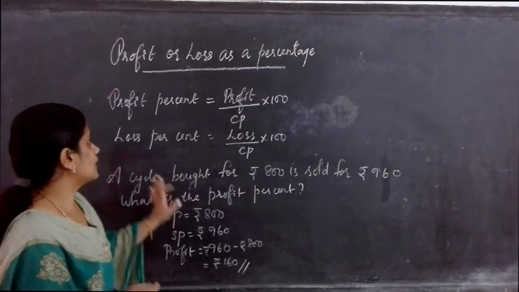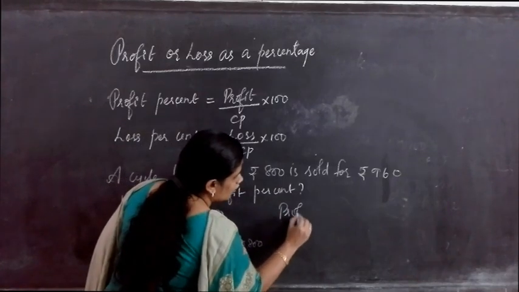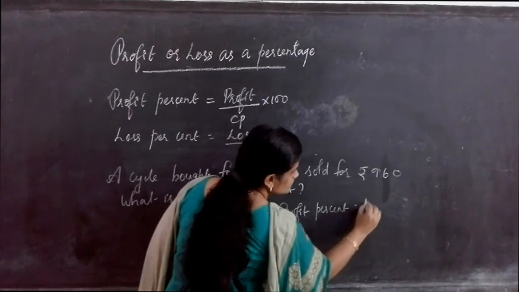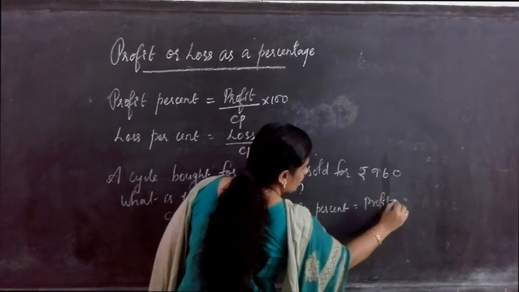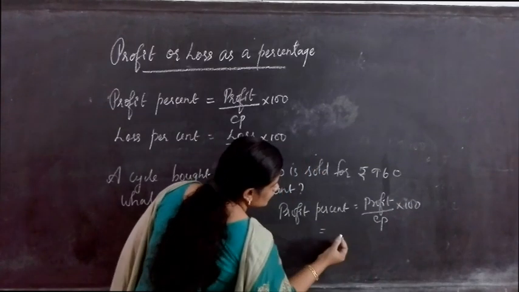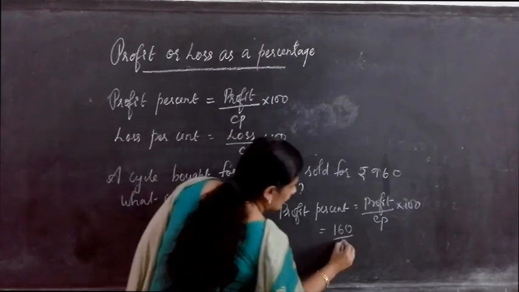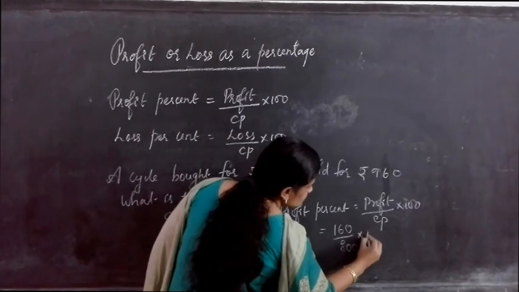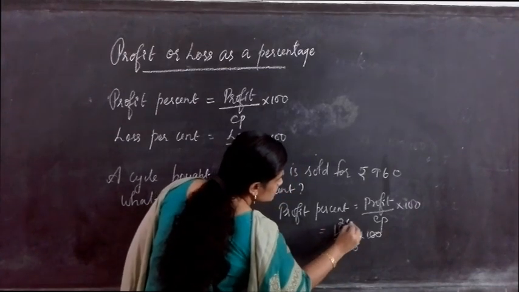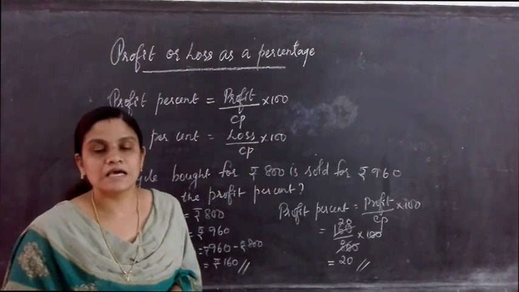Now we have to find the profit percent. We know the formula, profit percent is equal to profit by CP into 100. So we have 160 by 800 into 100. The zeros can cancel. 8 and 160, 20. So the profit percent is 20.